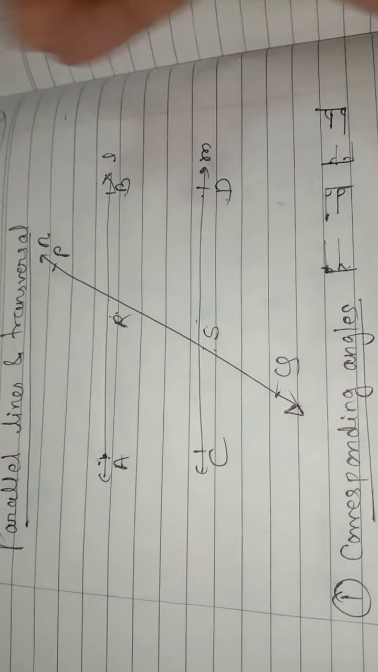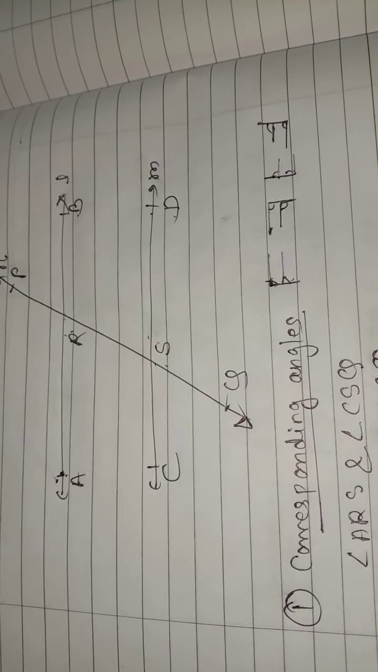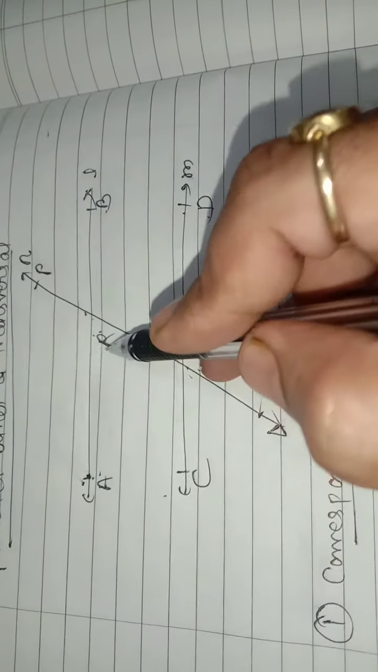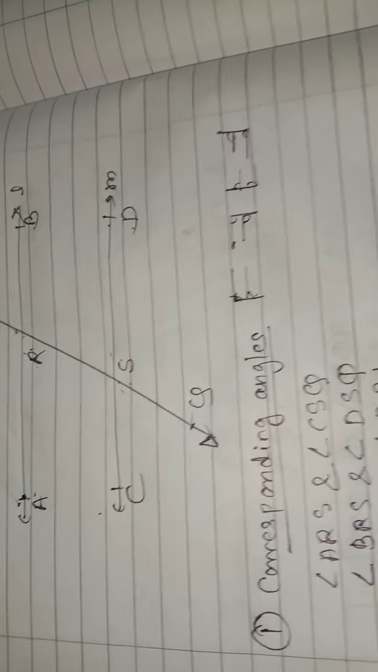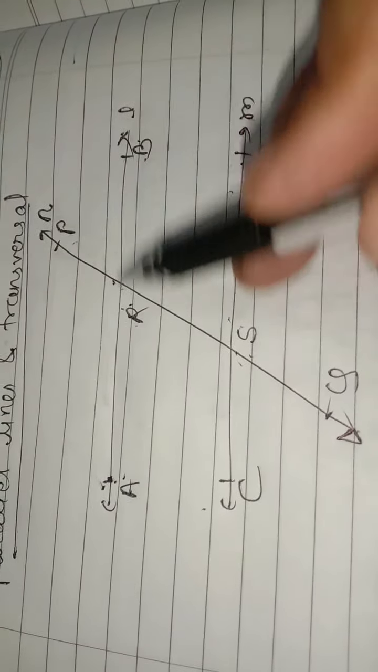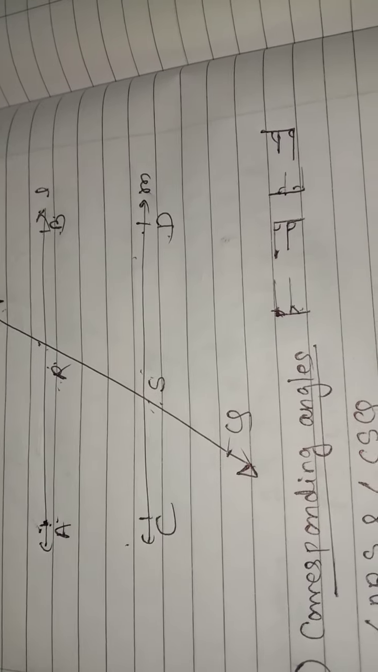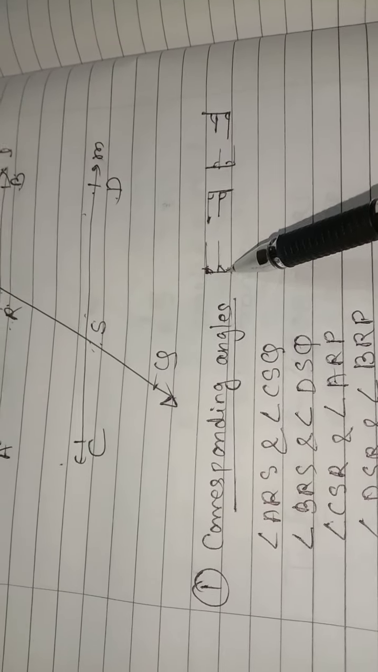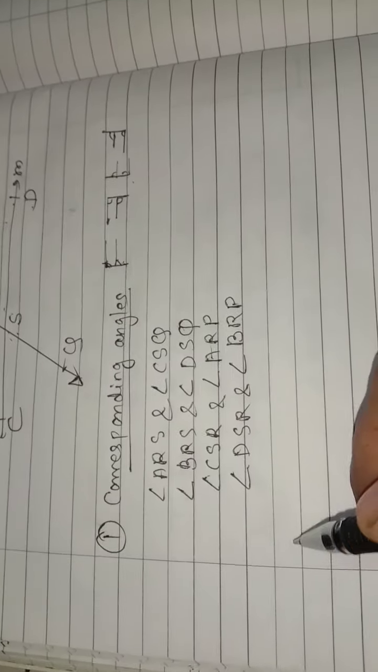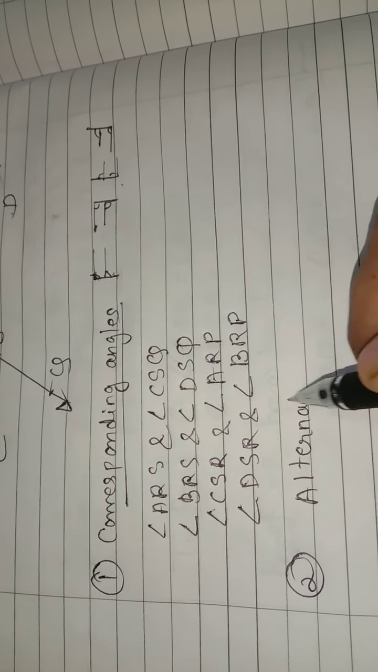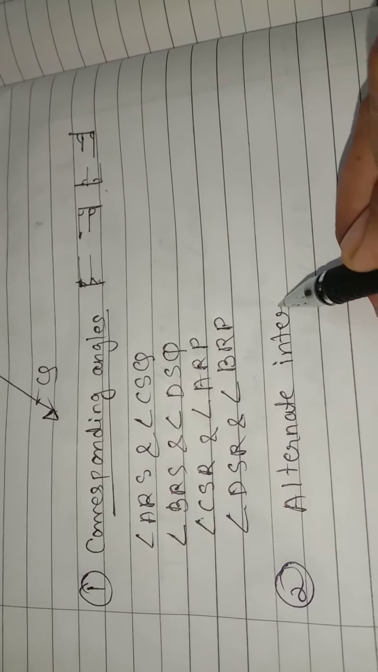Now let's move to the upper side. It is angle CSR and angle ARP. This side also angle DSR and angle BRP. Clear? So these are the four corresponding angles formed. I have even mentioned the shape also. Now the second is what? Alternate interior angles.